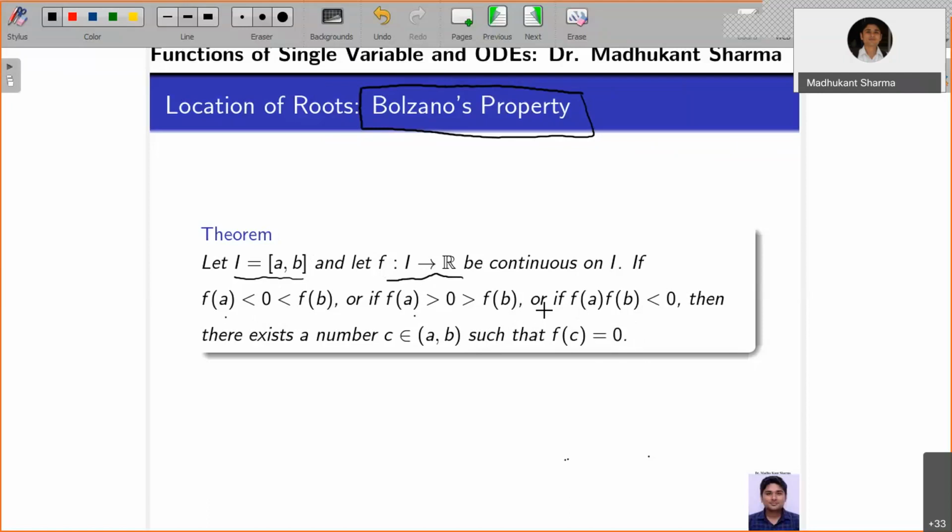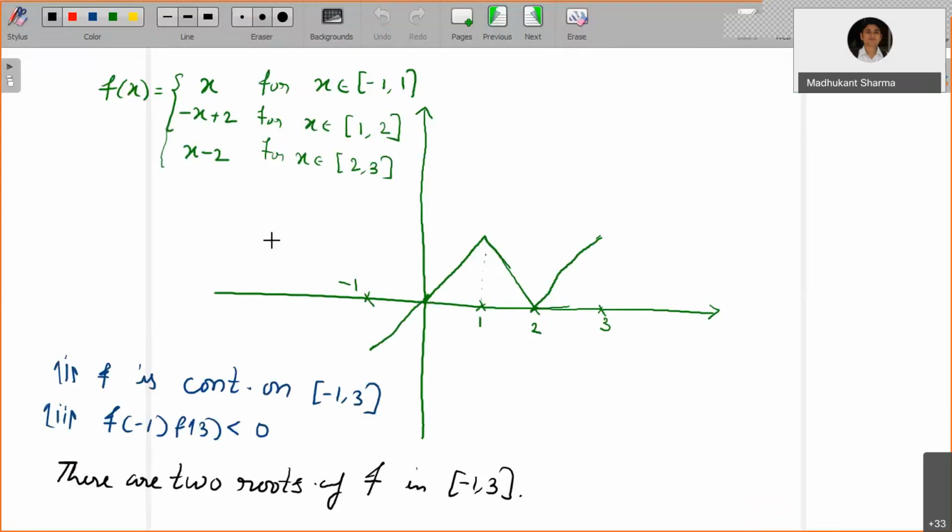So this gives you the guarantee that there is at least one real root. Then we had a discussion regarding whether it will be an odd number or an even number. I have an example here, which is as follows. I have defined the function f(x) = x for x in [-1, 1], and for x in [1, 2], it's the line again, -x + 2, and for x in [2, 3], we have the following function, defined on the interval [-1, 3].